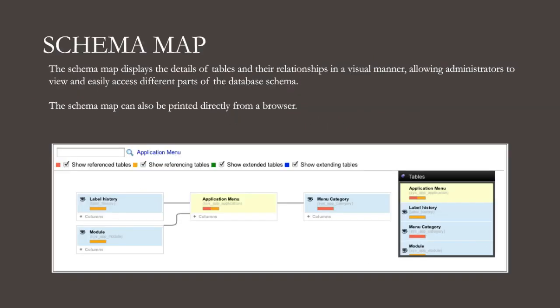So, schema map. What the schema map does is display the details of tables and their relationships in a visual manner, which gives easy access to different parts of the database schema. A schema map can also be printed directly from a browser. This is really interesting because if we have multiple tables as part of a single table, you can view how we are extending the table and how we are utilizing the parent table for the related child tables.